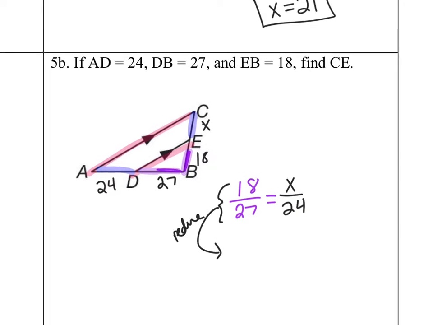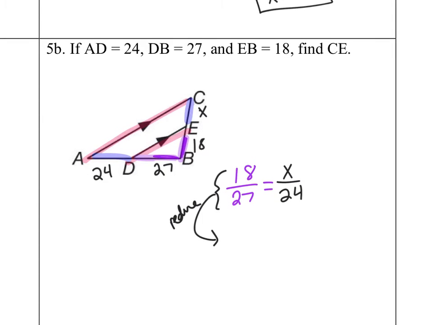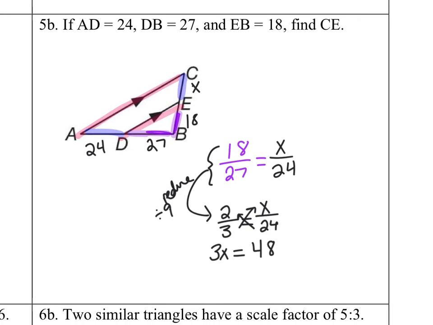18 over 27 can reduce. When we reduce that, we can divide by a common factor of 9. So we have 2/3 equals x over 24. We reduced by dividing by 9. And then now, just like we've been doing, cross multiply. 3x equals 48. So when we divide by 3, x will equal a total of 16.